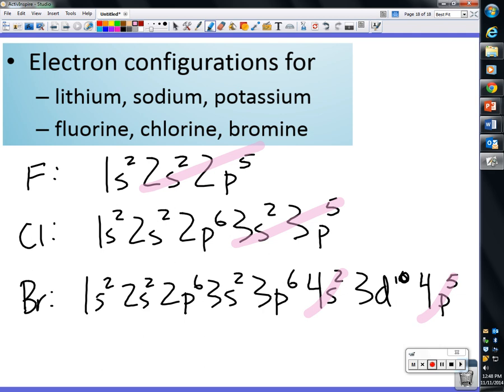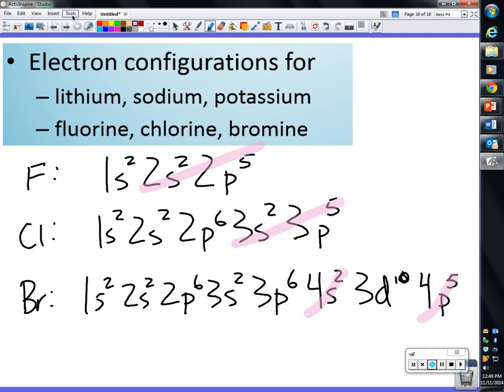Okay. There's one other thing. Their endings of the name. So, what period is fluorine in? 2. What period is chlorine in? 3. What period is bromine in? Oh, okay. I get it now.